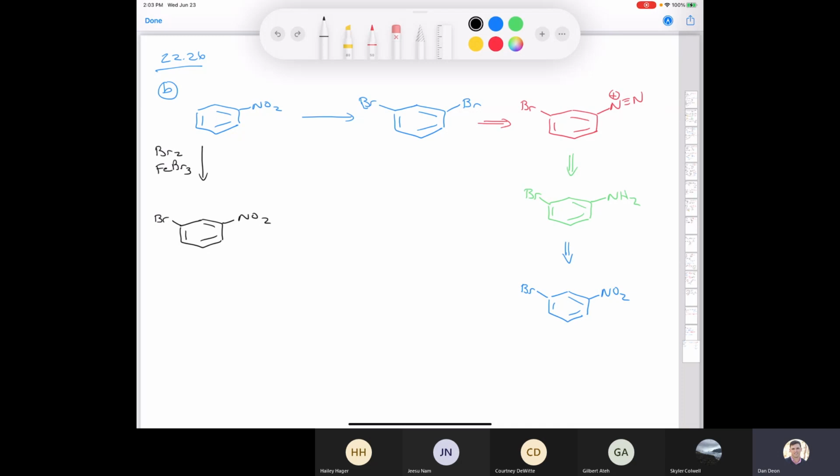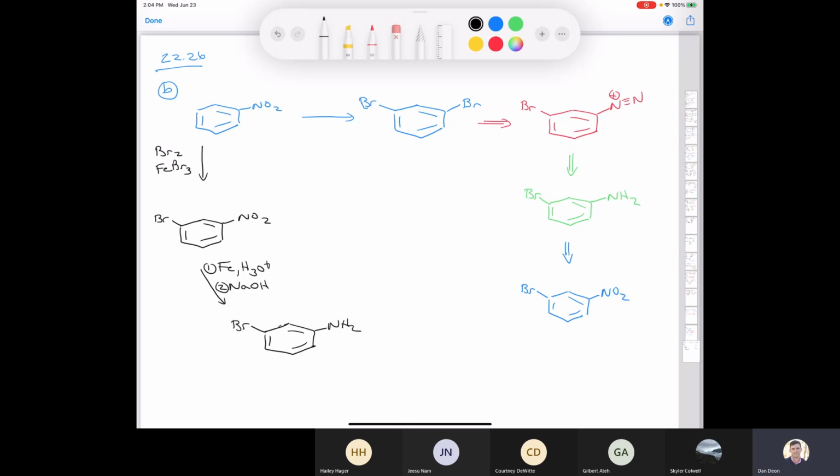So how do I make the diazonium ion? Well, let's recall. The first thing we're going to do is we're going to reduce this. Right, so I would reduce this in the first step using iron or zinc and aqueous acid. That would give me the ammonium ion. So I want to deprotonate that. So I'll use sodium hydroxide in the second step, and that will give me 3-bromoaniline. That gives me this compound.